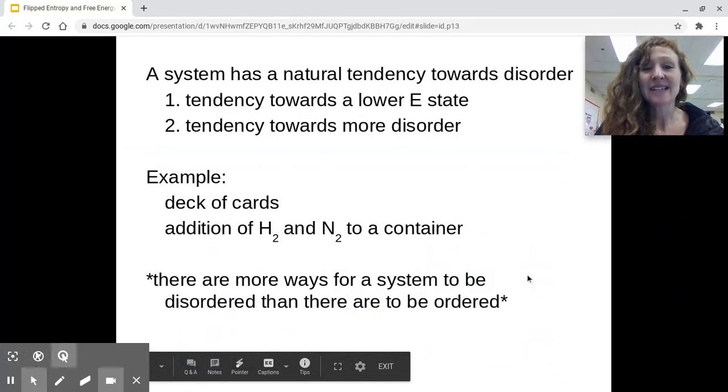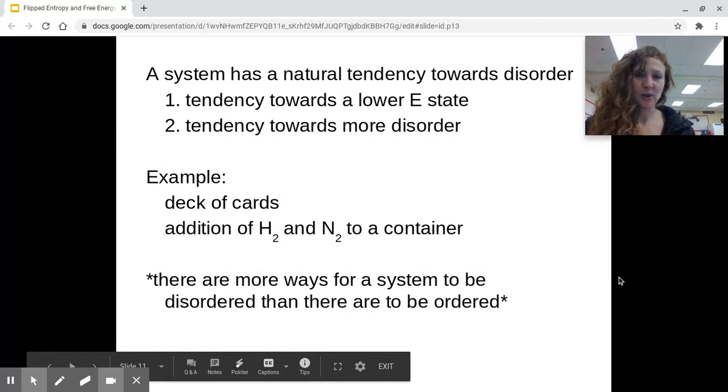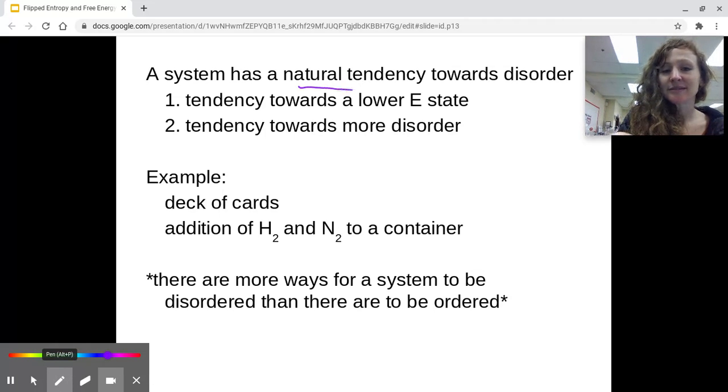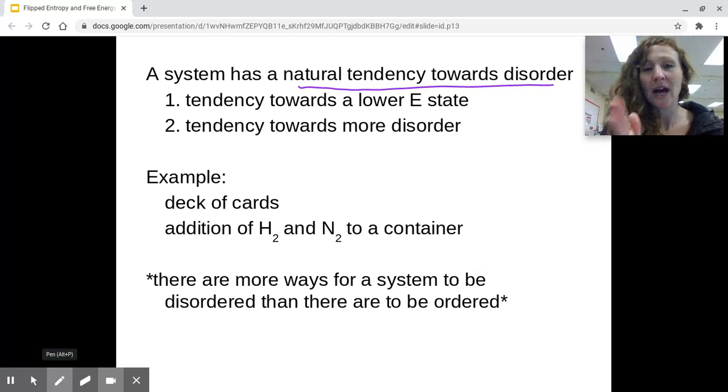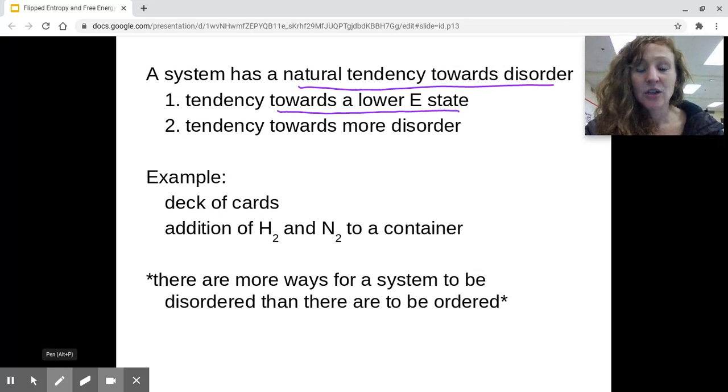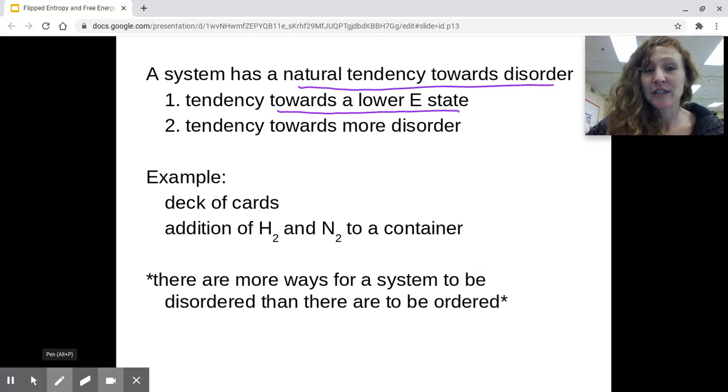Okay, let's kind of summarize this. So a system has a natural tendency towards disorder, and we just saw why that is in terms of probability. It has a tendency towards a lower energy state. You can think of a deck of cards stacked on a shelf in terms of an energy state, right? You can think of it in terms of potential energy.